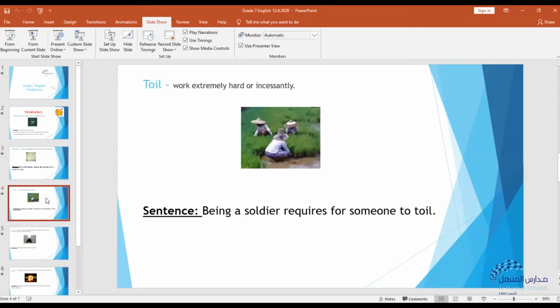Right, the next vocabulary word was toil. The definition of toil is to work extremely hard or incessantly, to continue working. So that's what toil means, to work extremely hard. And the example sentence that was given today says, being a soldier requires someone to toil. So it requires someone to work very hard. You could screenshot some of these vocabulary words and sentences as we go along.